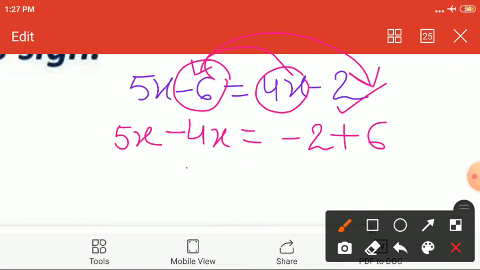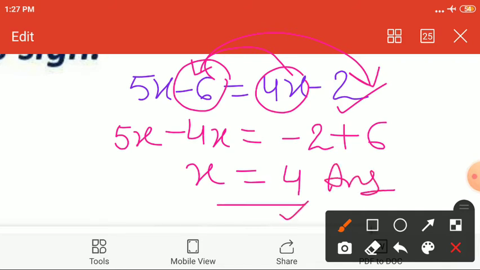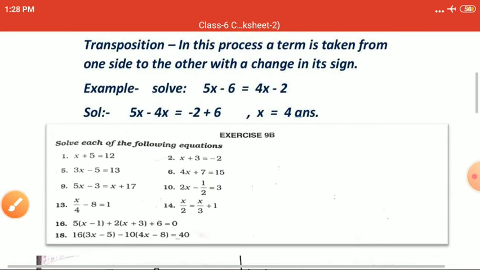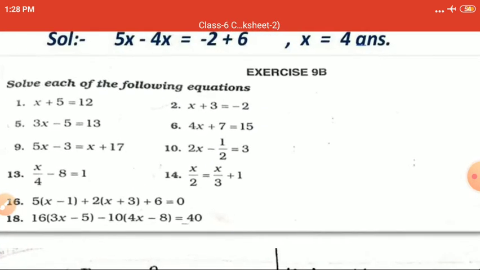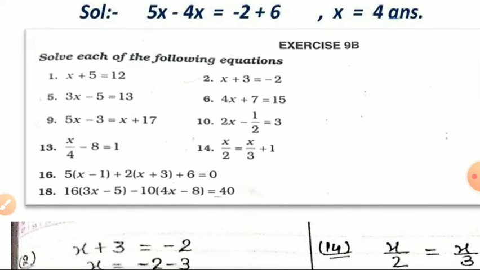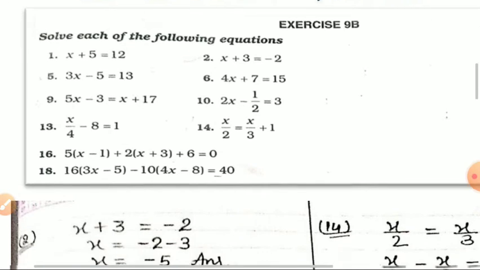Now 5x minus 4x is only x, and 6 minus 2 is 4. It means positive 4 is the value of the variable, and whatever the value of the variable is, that is the solution of the equation. Checking is also there in the question, but we have deleted that topic; only solutions we have to do. I hope the solution is clear. Here are some questions. Let's discuss each type one by one. You need to do these questions as a worksheet in your homework copy.